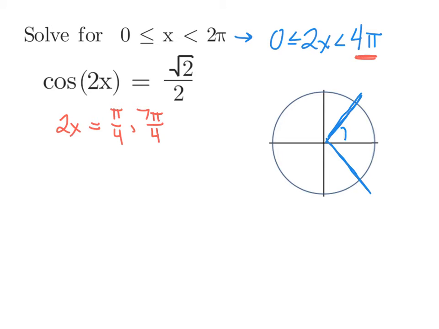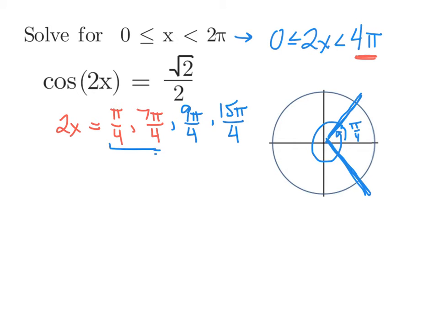So for this pi over 4, if I was going to take another trip around the circle, the coterminal angle for that is going to be that pi over 4 plus 2 pi more. So 9 pi over 4. And similarly, for this 7 pi over 4 angle, if we went another trip around the circle, we would add another 2 pi to the 7 pi over 4, which would be 15 pi over 4.